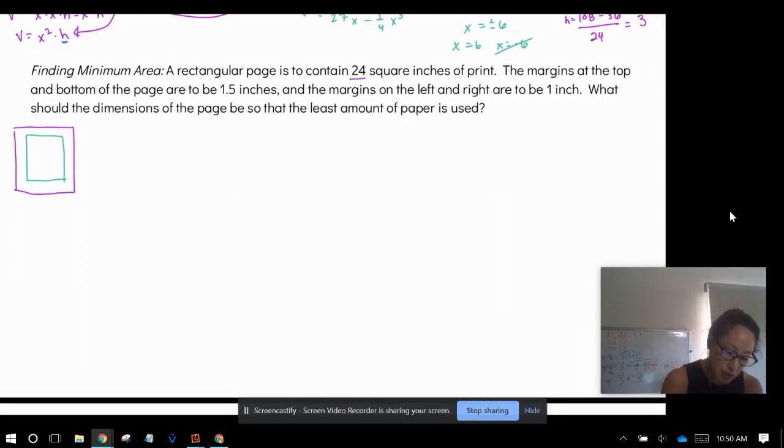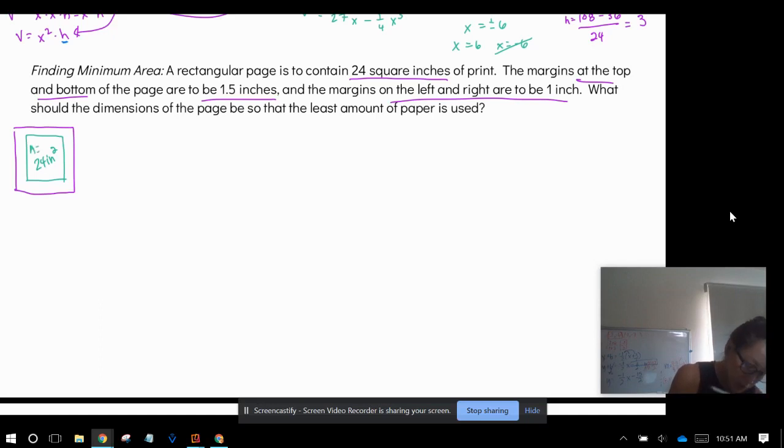contains 24 square inches of print, and then the margins at the top and bottom of each of the pages is 1.5 inches. And then the margins on the left and the right are 1 inch. So I kind of started drawing this out. On the inside, the area is 24 inches squared.